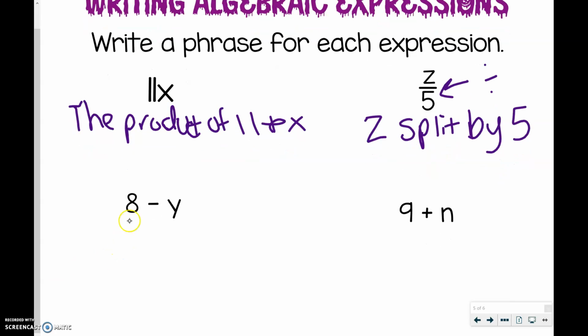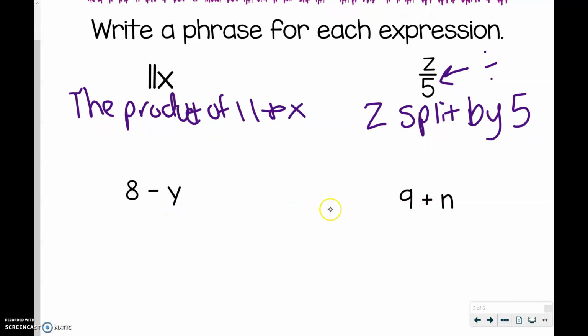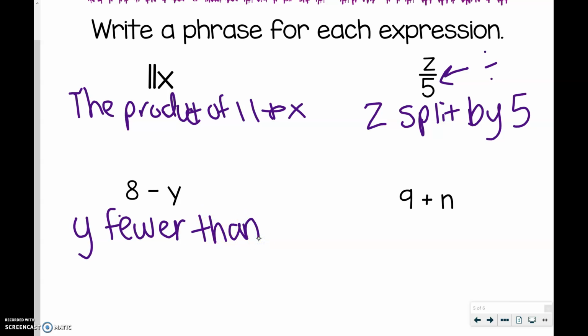So this next one, we've got 8 minus y, which we could just write that. But let's try practicing kind of what we looked at just a moment ago. So I'm actually going to say y, and I'm going to choose fewer than 8. So notice how I wrote it in the opposite order. It's because I'm making that comparison. So I'm taking y away from 8. Okay, so that's one way to say it.